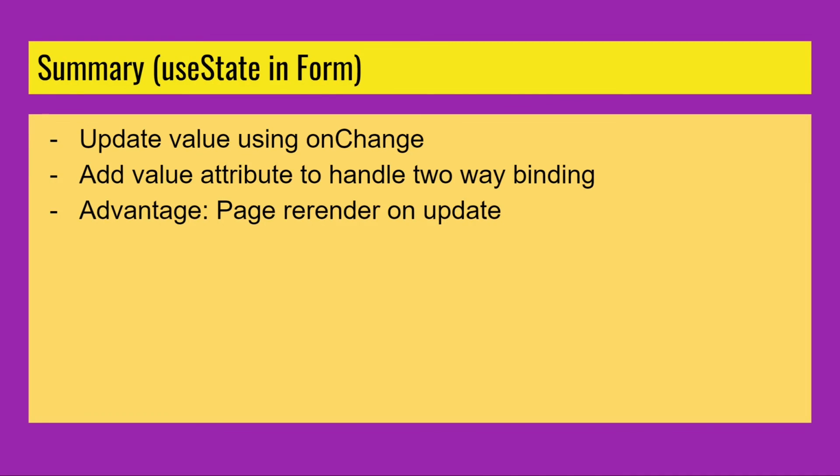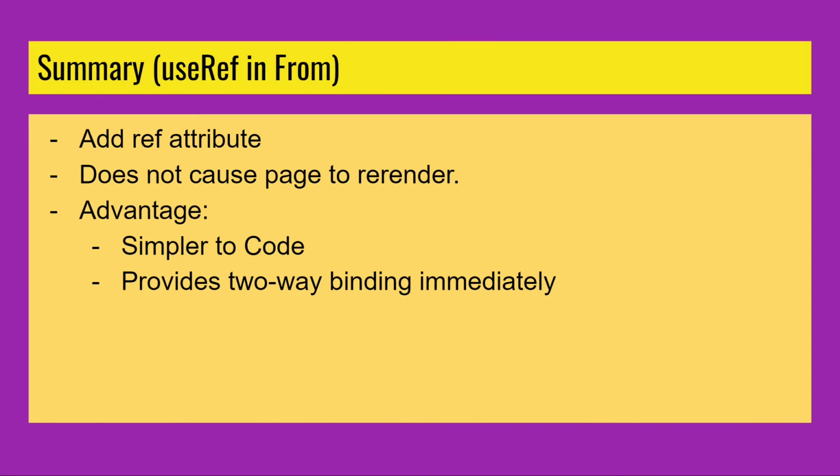So in a form, if you want to use useState, you can use onChange to update the value and then use the value attribute to handle the two-way binding. Also, one advantage is the page re-renders when you update a value. On the other hand, if you want to use useRef, the code will be cleaner, but the page will not re-render whenever there's a value change. So it's up to your use case. By the way, there are more ways to handle forms, so we will visit those in our more advanced video.